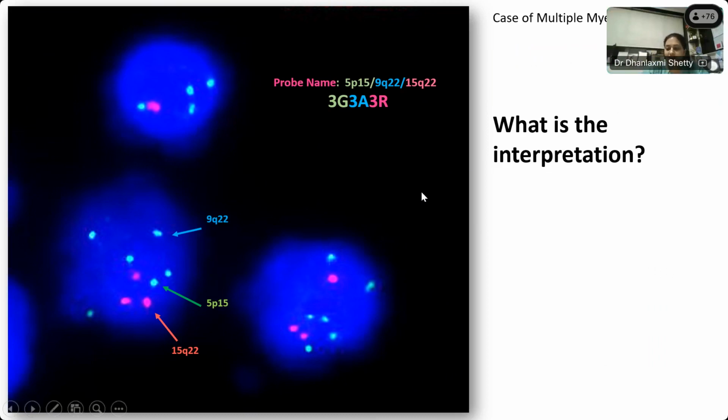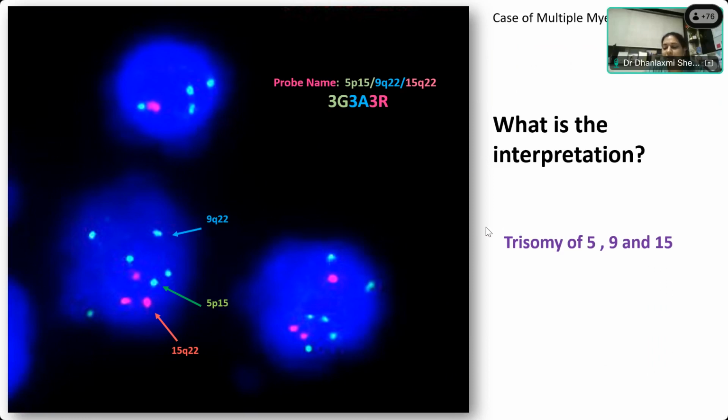The audience is intelligent. So here, this is a triploidy. A trisomy of 5, 9, and 15, which, if seen as a sole abnormality in multiple myeloma, could be a good prognosis. But usually these abnormalities are accompanied by high-risk markers also. So let's move to the next question.